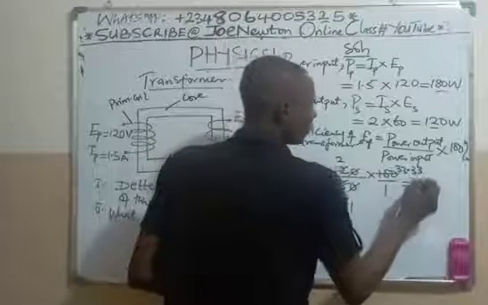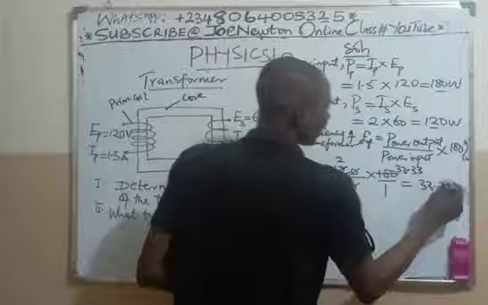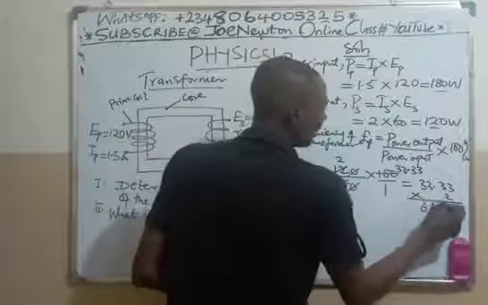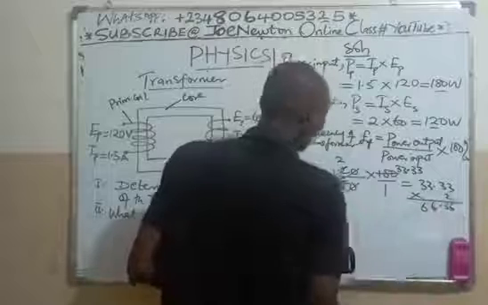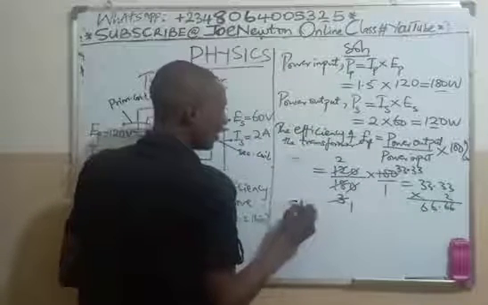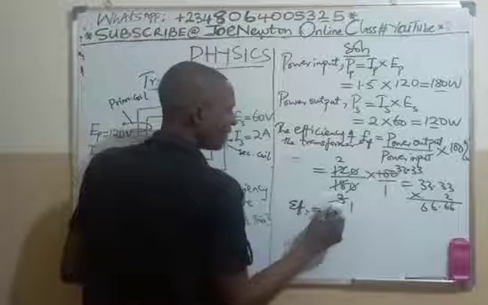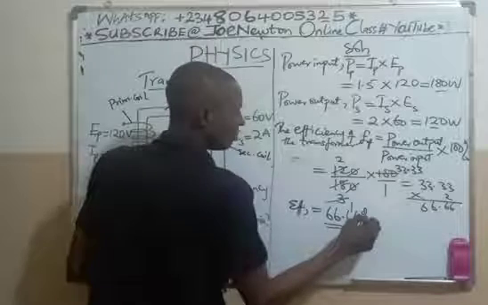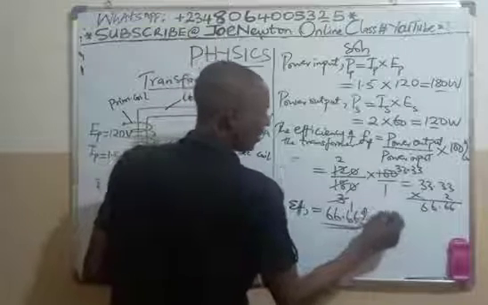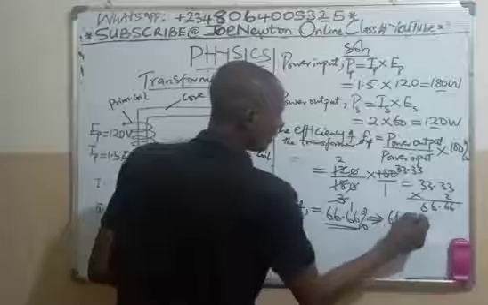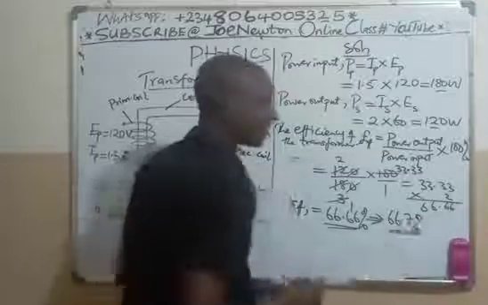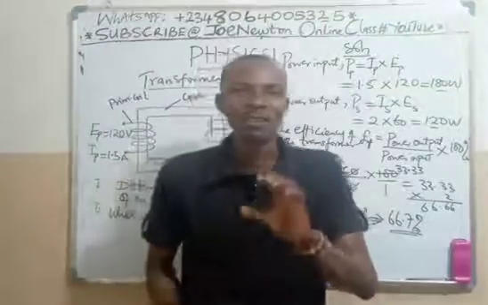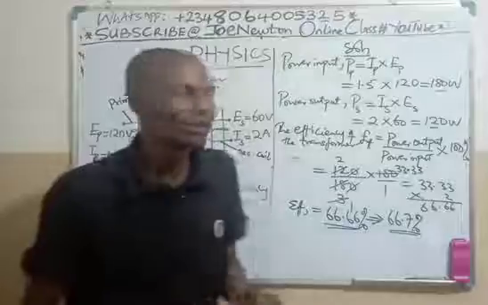So 2 times 33.33 will give us 66.66. So our efficiency here is equal to 66.66%, which can be approximated to be 66.7%. That is to 3 significant figures. So with this, I believe you can tackle simple calculations involving transformers.